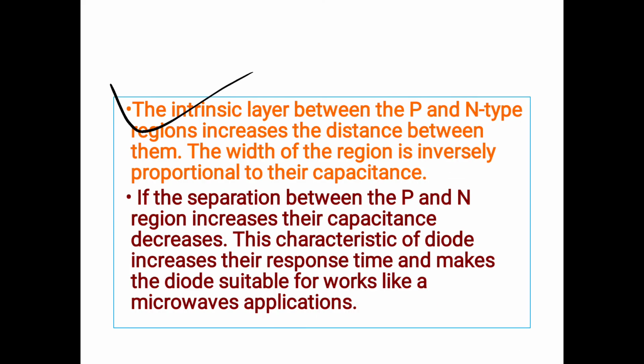The intrinsic layer between the P and the N type region increases the distance between them. The width of the region is inversely proportional to the capacitance. So if the separation between the P and the N region increases, the capacitance is going to decrease because of the inverse relation. So this characteristic of the diode improves its response time and makes the diode suitable for work like microwave applications. So such types of diodes are used in microwave applications.